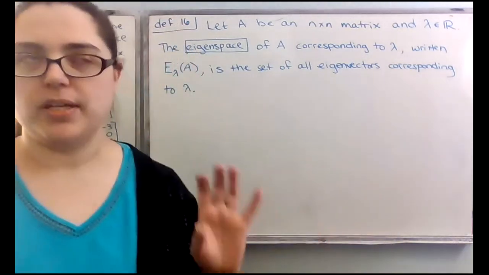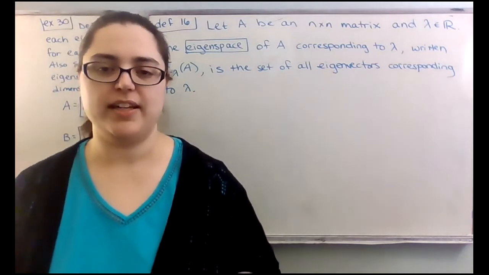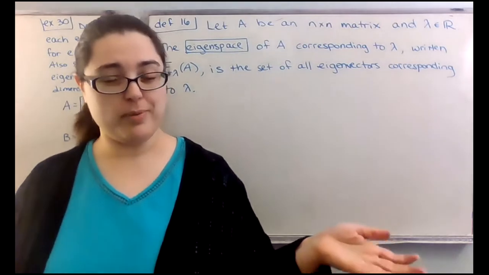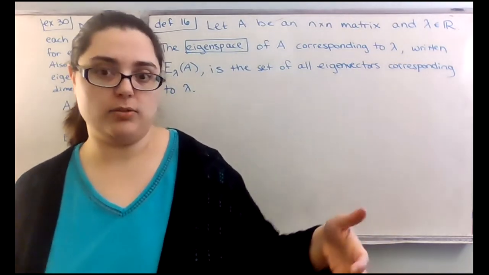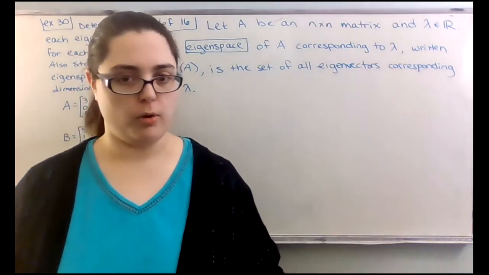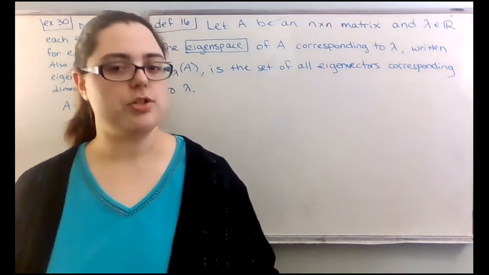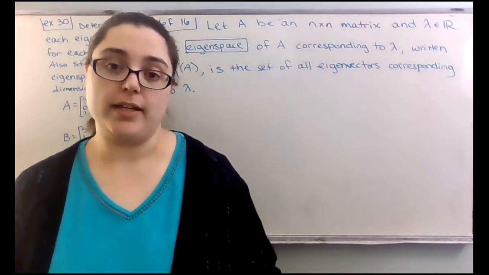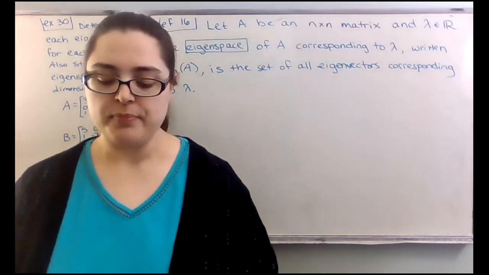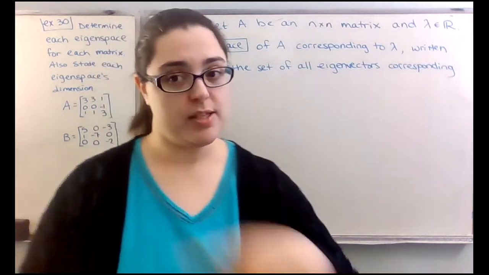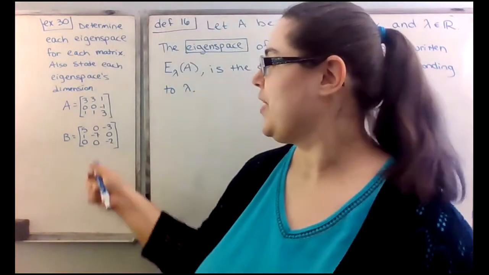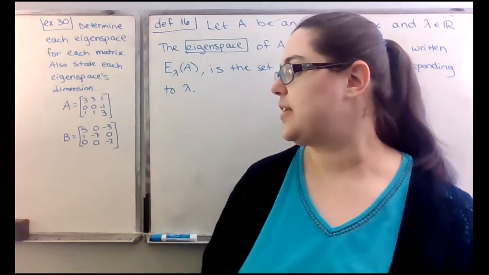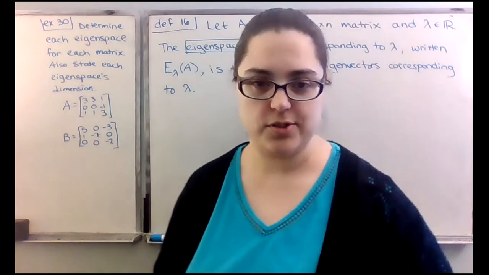Now, so far, the examples that we've seen have only had one eigenvector, but you can have more than one parametric solution, right? So you might have T and S in your solution to a homogeneous system. So in that case, you would have 2 base elements for your basis for your eigenspace. We've got 2 examples in example 30 here, where we're going to determine the eigenspace for each matrix and state the eigenspace's dimension.